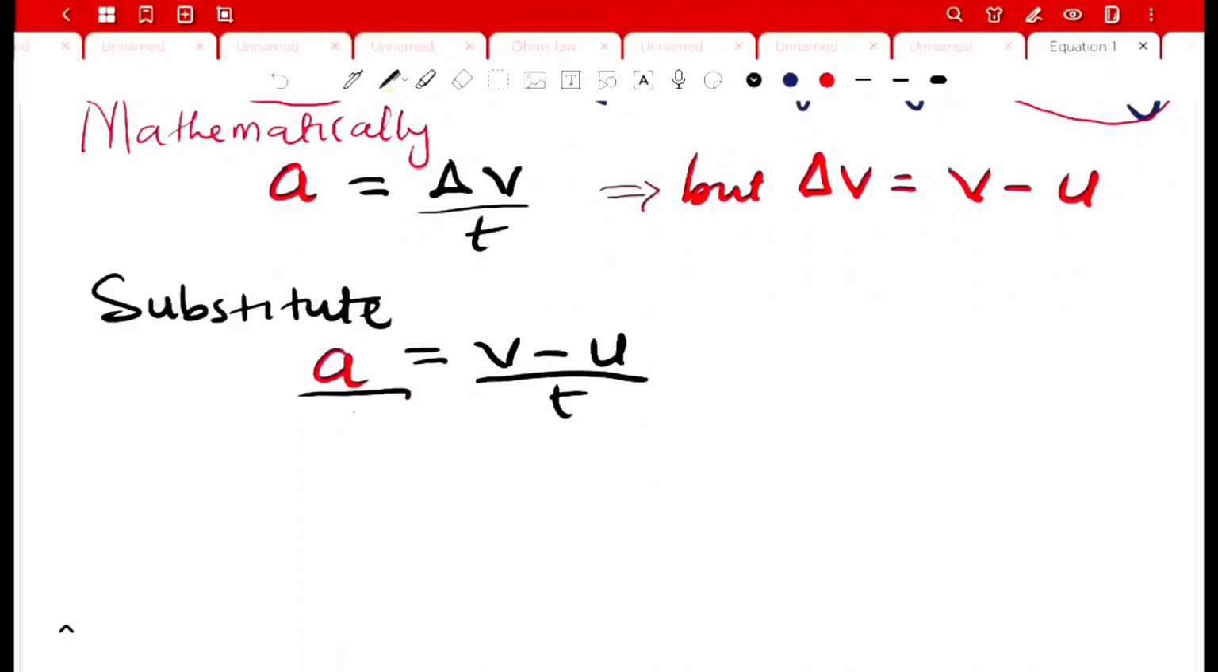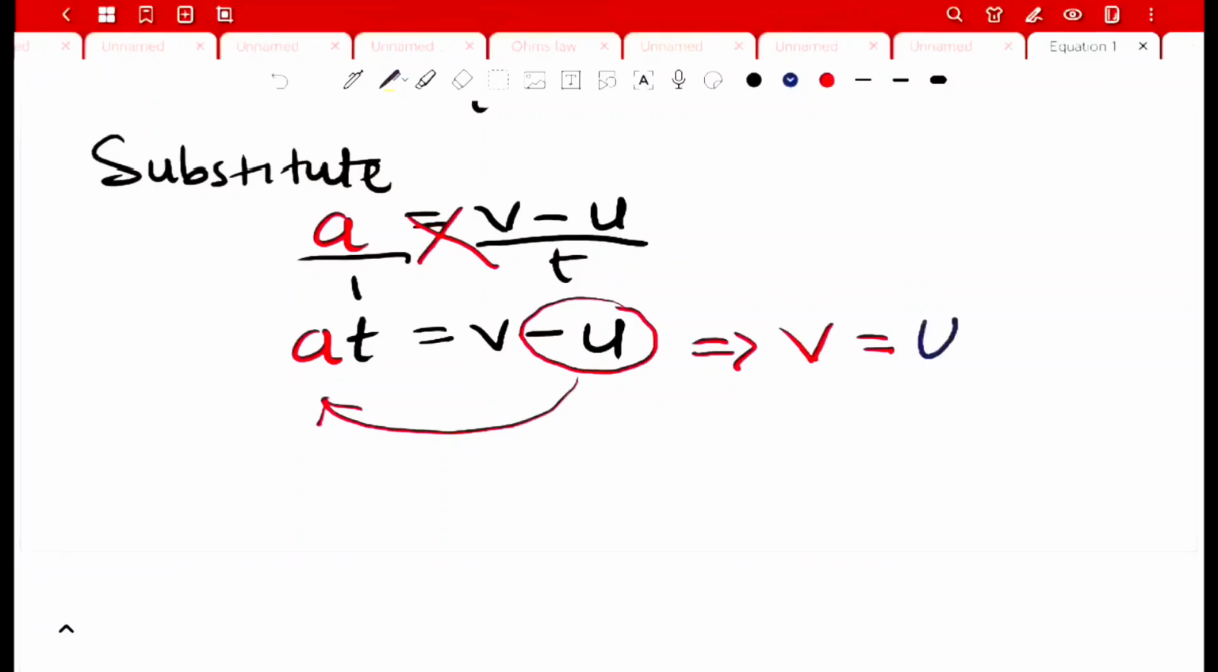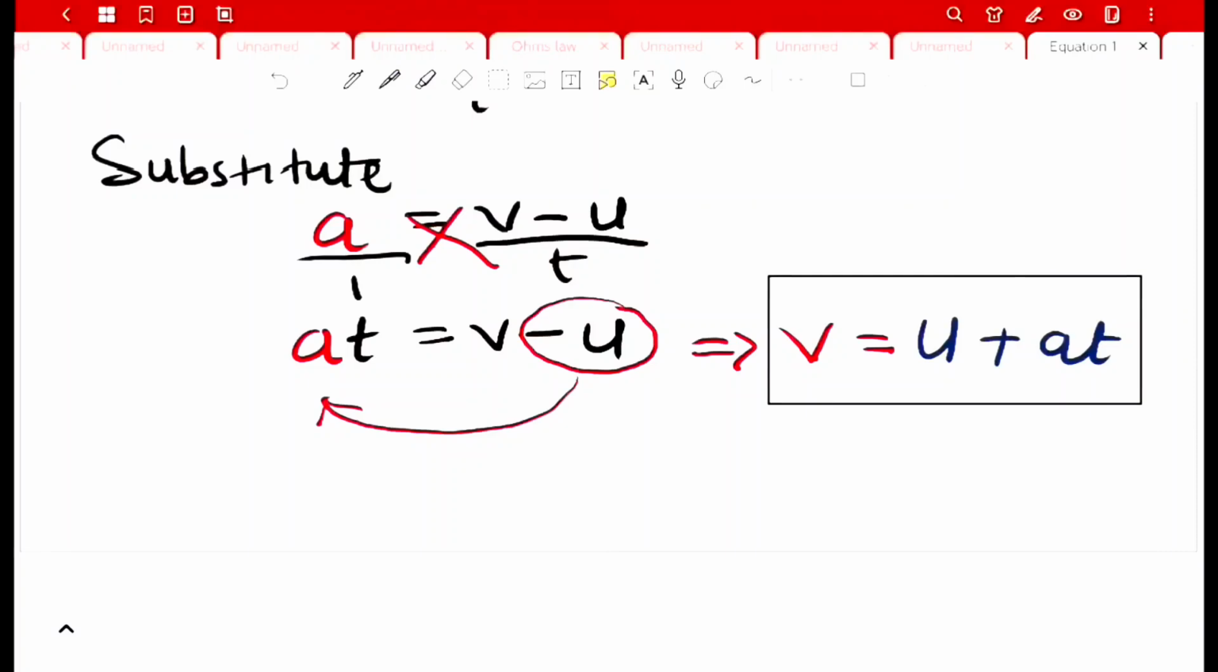Can you see this? Our goal is to make v the subject of the formula. Hence we cross multiply. Then we have what? a times t equals v minus u. Is that clear? Hence, if we move minus u to the other side, then we are left with v. So we now have v equals u plus at. This gives us the first equation of motion. Very simple, right? That is it. You can practice this on your own.